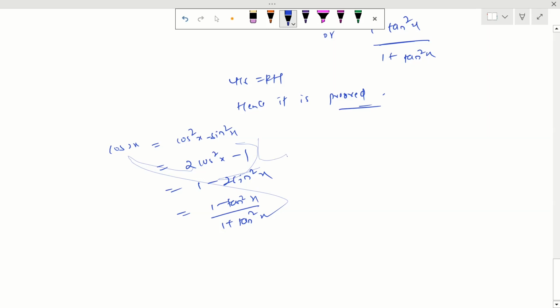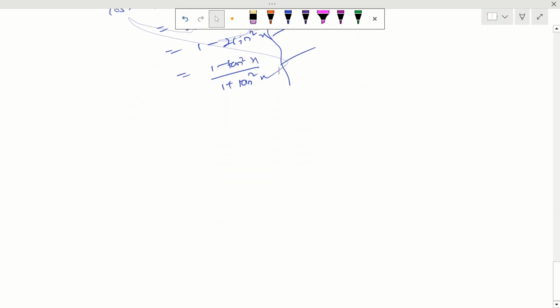These formulas we have to use where necessary, according to the problem statement. Now we go to the 15th one, the expression sine 2x.